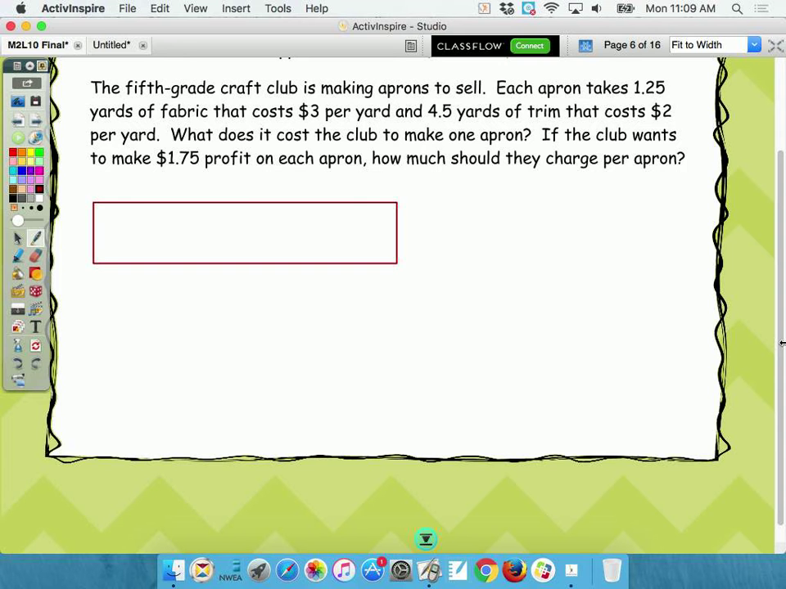Now, I figured it out. It's a trick question. So here's what I want you to do. I want you to think about how many parts do we need for each apron?